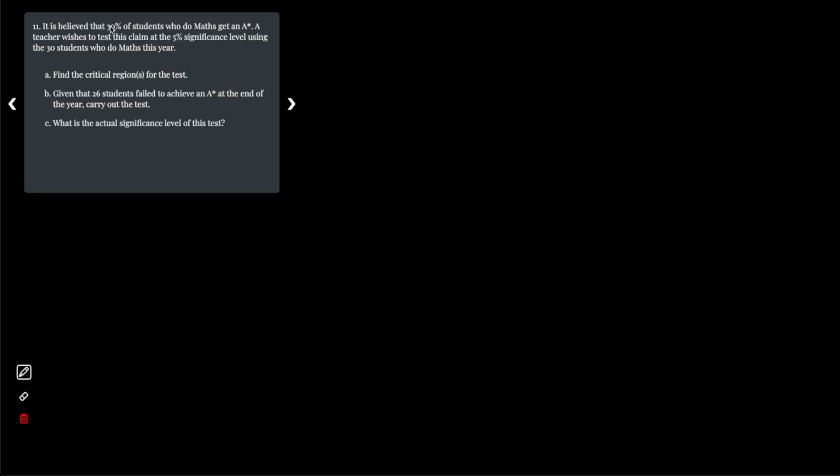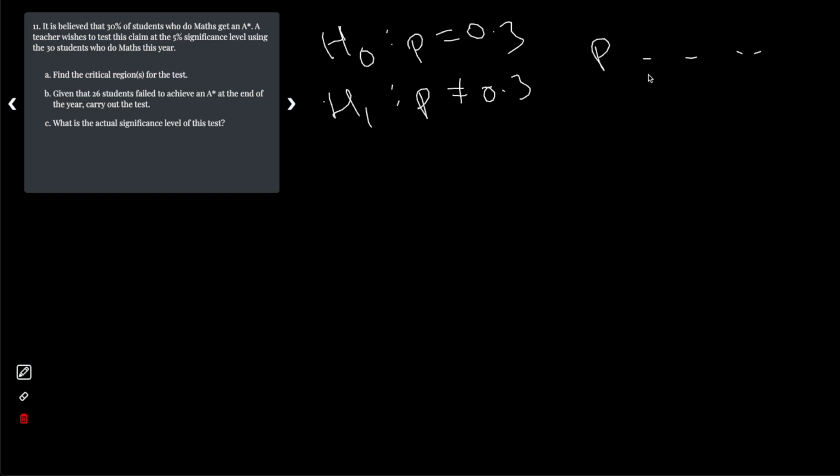It is believed that 30% of students who do maths get an A star, and a teacher wishes to test this claim at the 5% significance level. Find the critical regions. So let's set up the hypothesis test because we're going to do the test at some point later. So we're going to have H0: p = 0.3, and H1: p ≠ 0.3, so we're testing this claim.